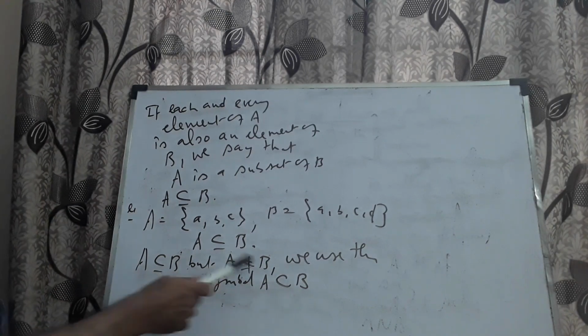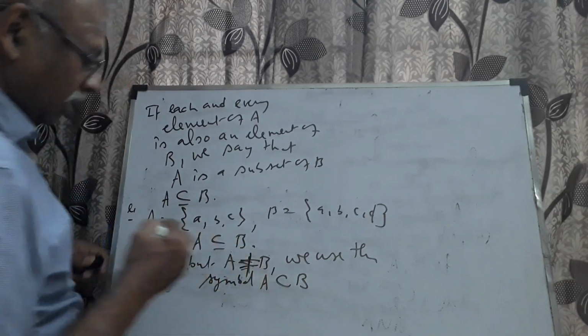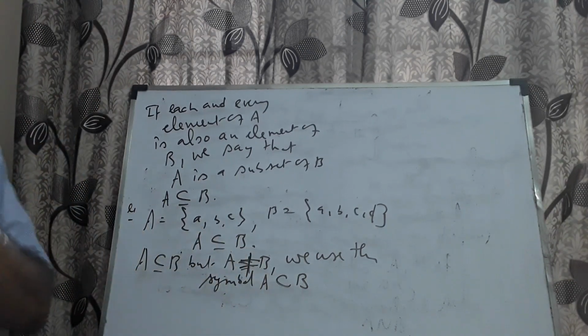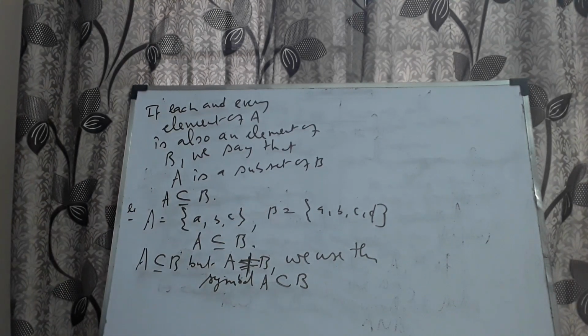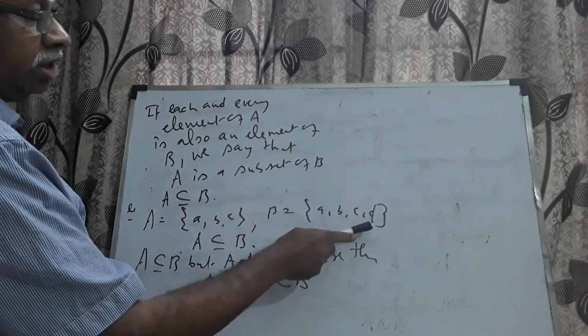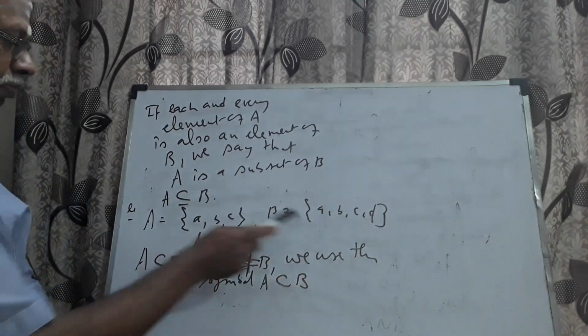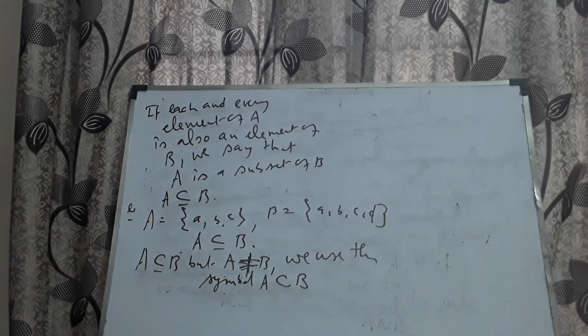Another way of saying the same thing is A not equal to B. Instead of saying A not equal to B, I mean to say if every element of A is also an element of B, and there exists at least one element in B which is not there in A, such a set is called a proper subset. Here a, b, c, and here there is one more element d which is not in A. Therefore here A is a proper subset of B.